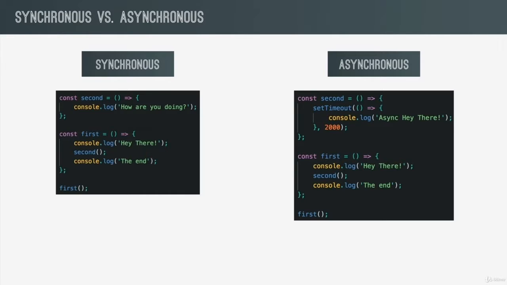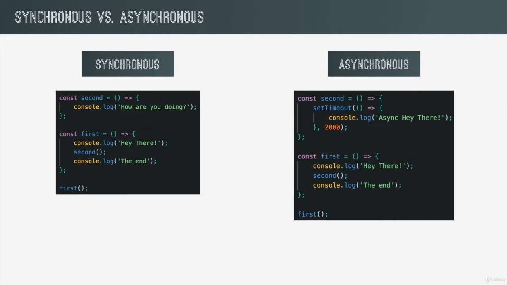However, this will not make the code stop for 2 seconds, but instead the function returns, goes back to the first function and logs the end. Then, after the 2 seconds actually have passed, async hey there is logged to the console. Now, why does the code move on instead of waiting for the timer to finish?